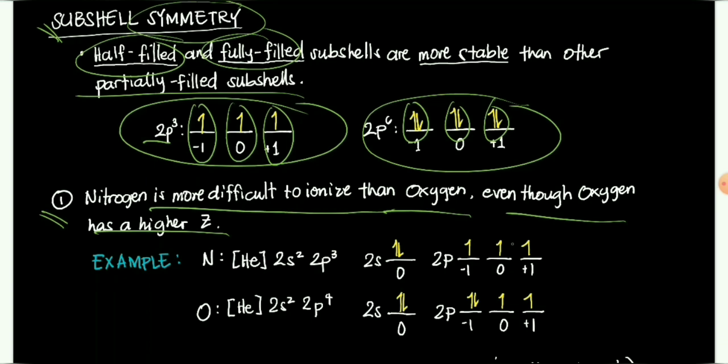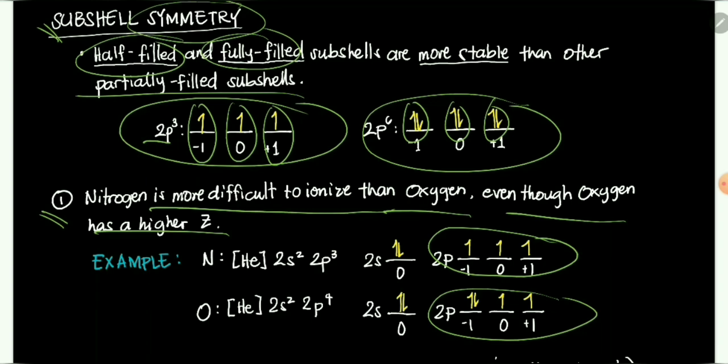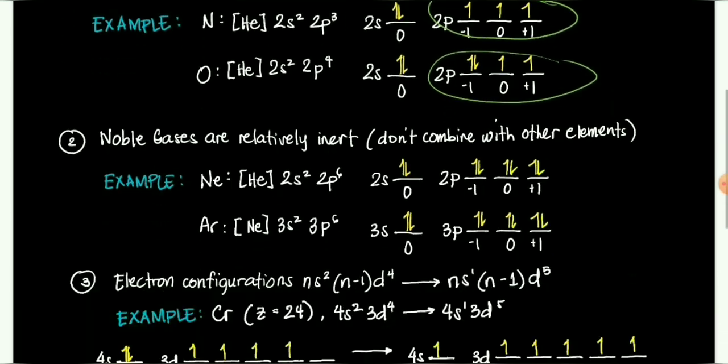Okay? So, makikita natin dito na merong subshell symmetry yung 2p ng nitrogen, tapos walang subshell symmetry yung oxygen. Kahit mataas yung Z ng oxygen compared sa nitrogen, mas mahirap i-ionize yung electrons ng nitrogen because of this extra stability. Okay? So, we also have the stability of the noble gases, di ba?